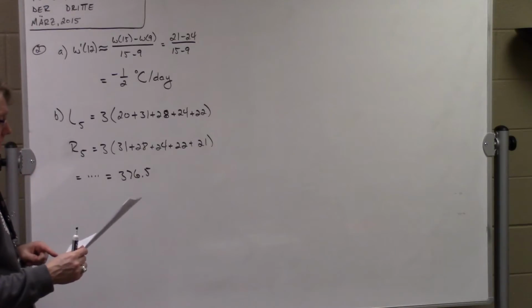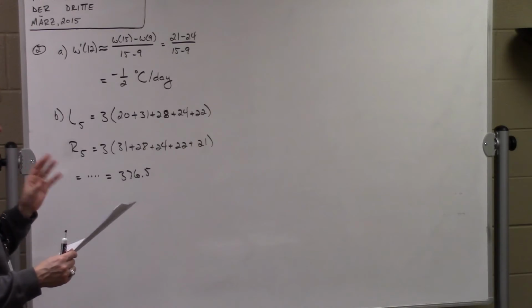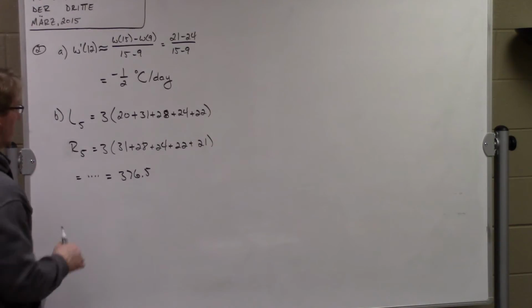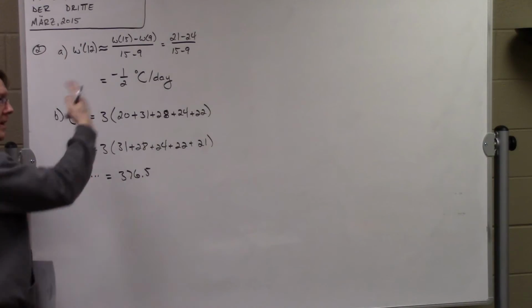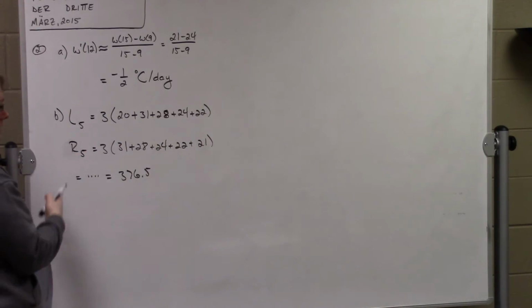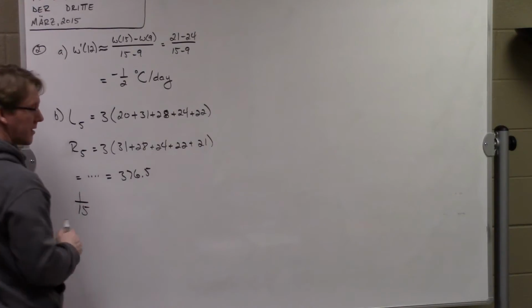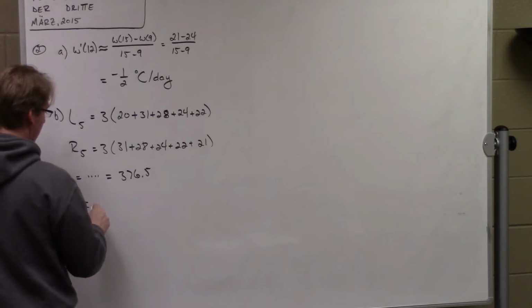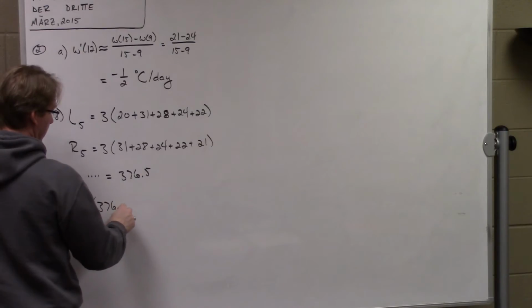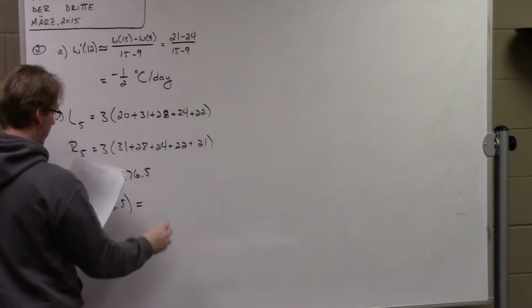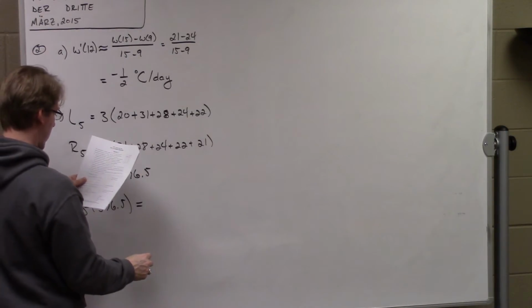Then to do the average value part of it, find the average temperature. Well, that's our total. It's like us doing the interval from A to B and getting the total area, and then we need to divide that by the interval. So we need to do 1/15, because they said we were going from 0 to 15, of 376.5, which turns out to be 25.1.